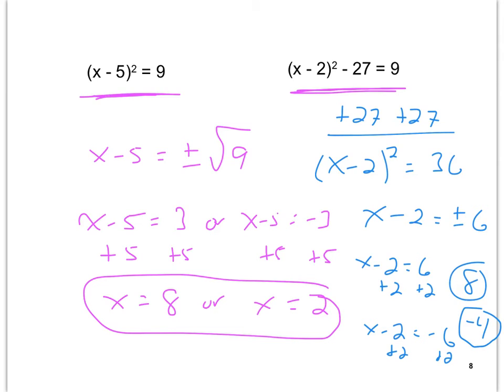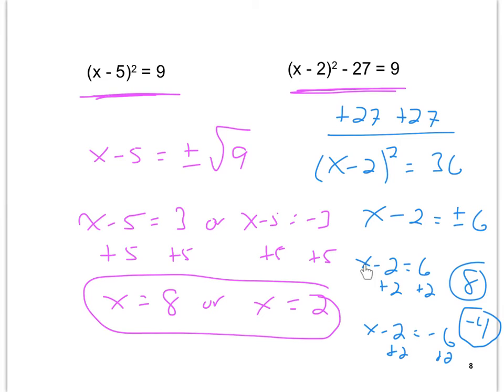Okay, on this one right here, you should have gotten x is 8 or x is negative 4. We added the 27 to both sides, so you get x minus 2 squared is equal to 36. Take the square root of both sides. Square root of x minus 2 squared, of course, is x minus 2. Square root of 36 is plus or minus 6.